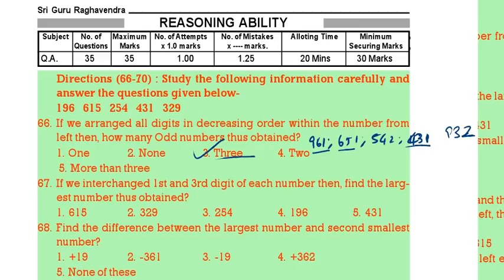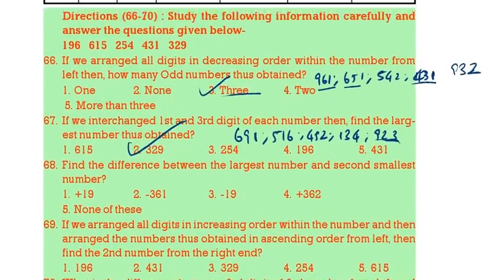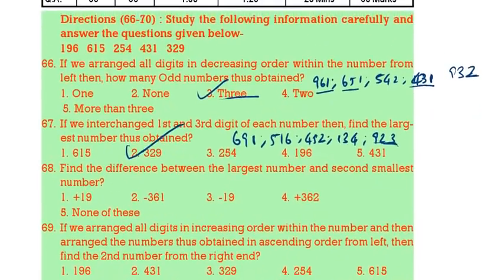Next, if we interchange first and third of each number, first and third of each number means this is 691, this is 516, this is 452, this is 134, this is 923. Then find the largest number, 923. Original number 329. Next question. Find the difference between the largest and second smallest number. Largest is 615, first smallest 196, second smallest 254. The difference of this 361. So 361 is not there, it is none of these.